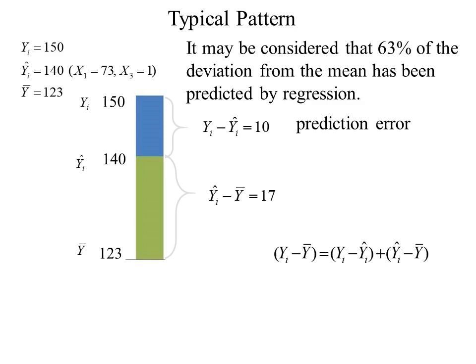In other words, as shown by the equation at the lower left corner of the slide, yi minus y bar can be expressed as the sum of two terms, yi minus y hat i, and y hat i minus y bar. Note that the first term, yi minus y hat i, the residual, is a prediction error because it is the difference between the observed and predicted values.